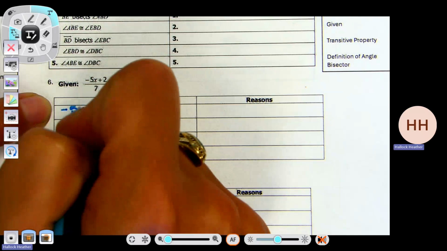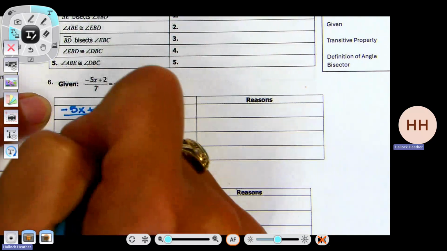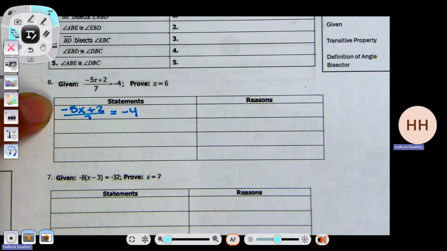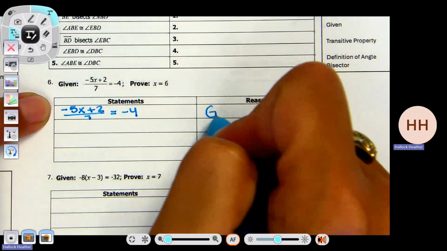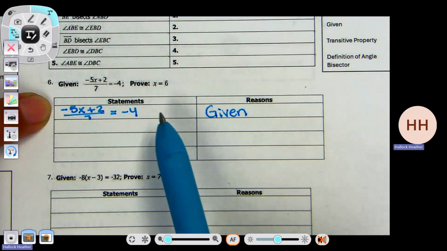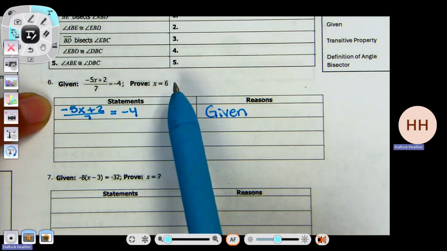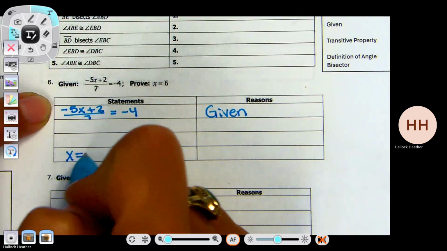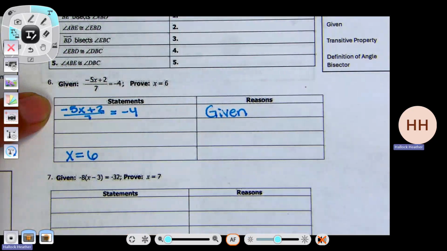So negative 5x plus 2, divided by 7, equals negative 4. Where could you automatically put given? Right next to it. The first reason will always be given. Okay. Where could I put x equals 5 automatically? The last step. The last statement.